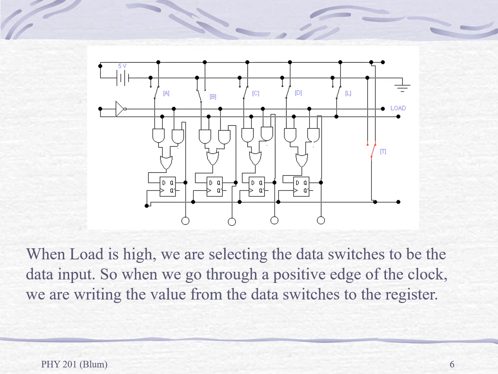The clock goes back and forth, and when we go from low to high, that's the positive edge. Then we will write the data that is at D into the latch, and that data in this instance is coming from the switches. That's the parallel loading aspect of this parallel loading register.